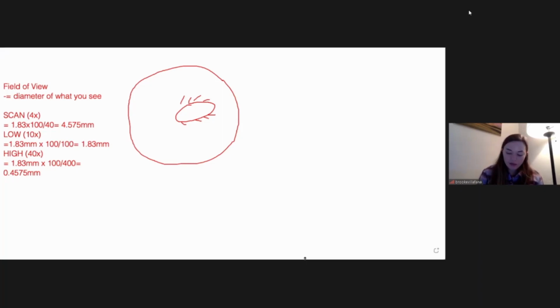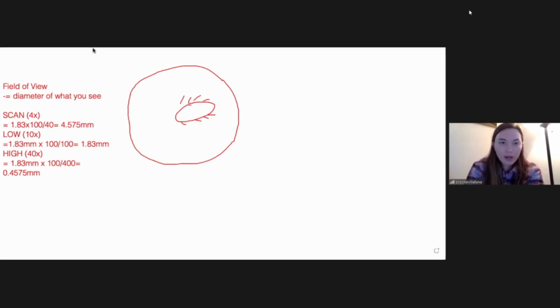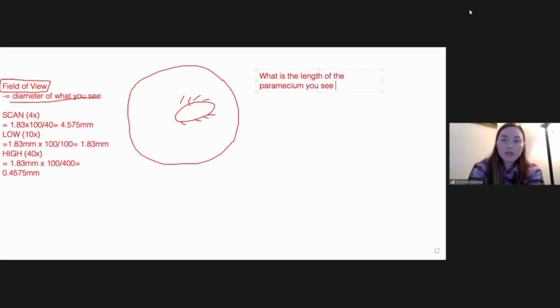Sometimes a lot of students ask me, can I use a ruler to measure this? It's not a bad thought. Could I take a ruler and try to measure it? But there's no way you can fit a ruler under a microscope, right? So that's why we use the field of view, because the field of view is the diameter of what you see. The question is going to ask, what is the length of the paramecium you see under the microscope?